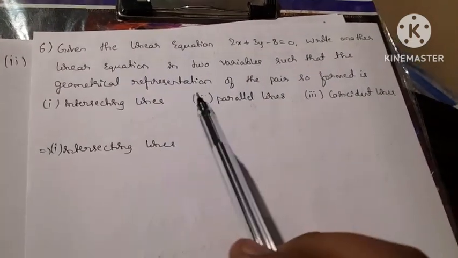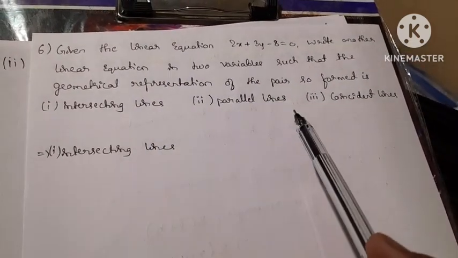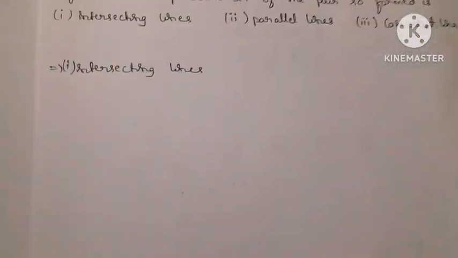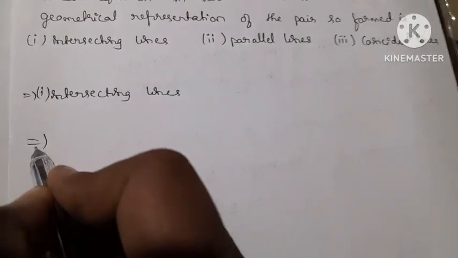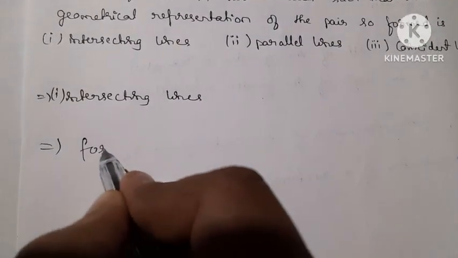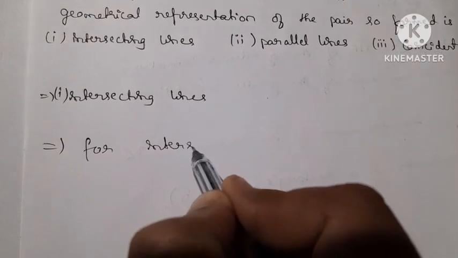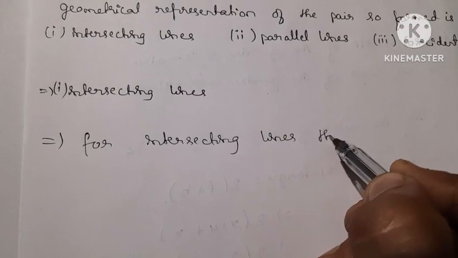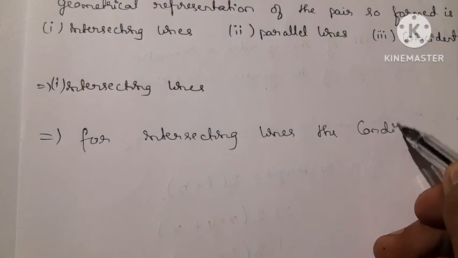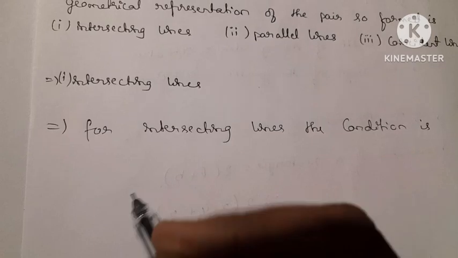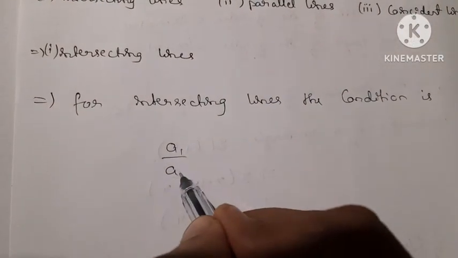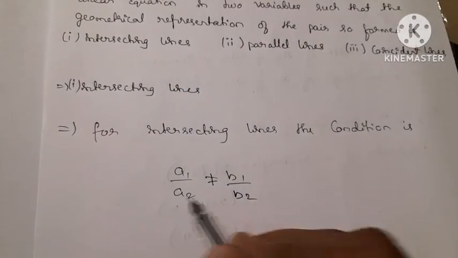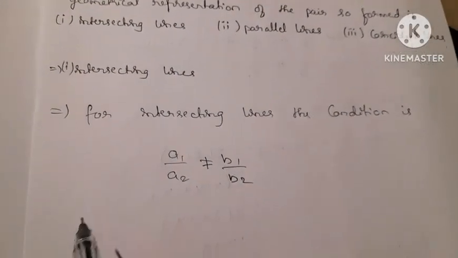So we had seen the three conditions: intersecting, coincident and parallel. According to that, we have to make another equation. Let's see how we do that. The first question is intersecting lines. For intersecting lines, the condition is a1 by a2 is not equal to b1 by b2. So we have to take an equation where a1 by a2 is not equal to b1 by b2.